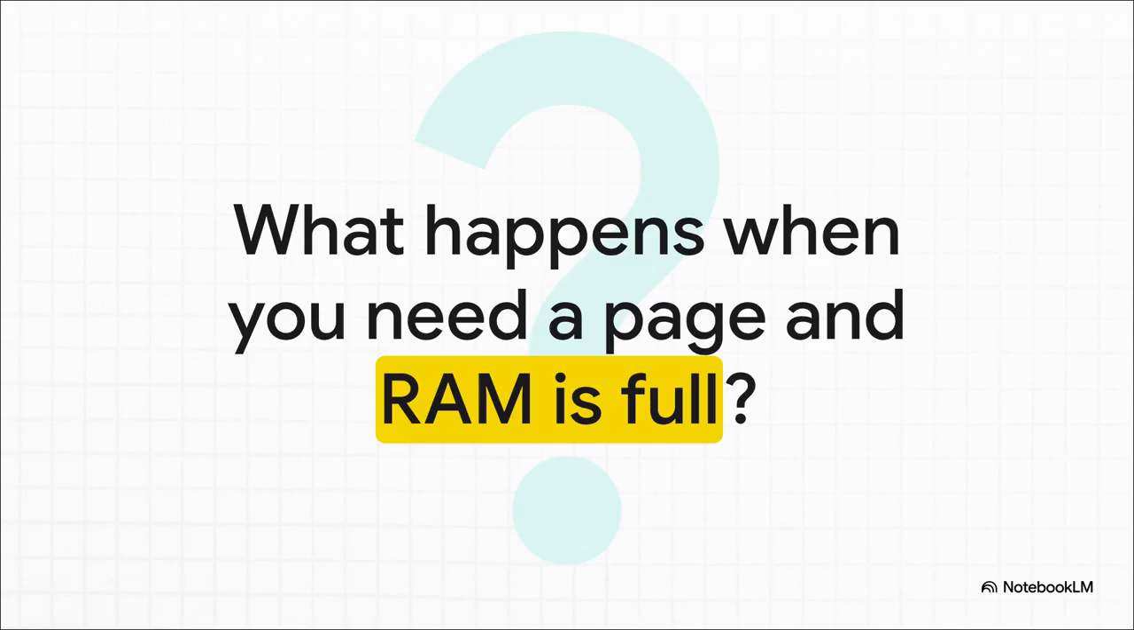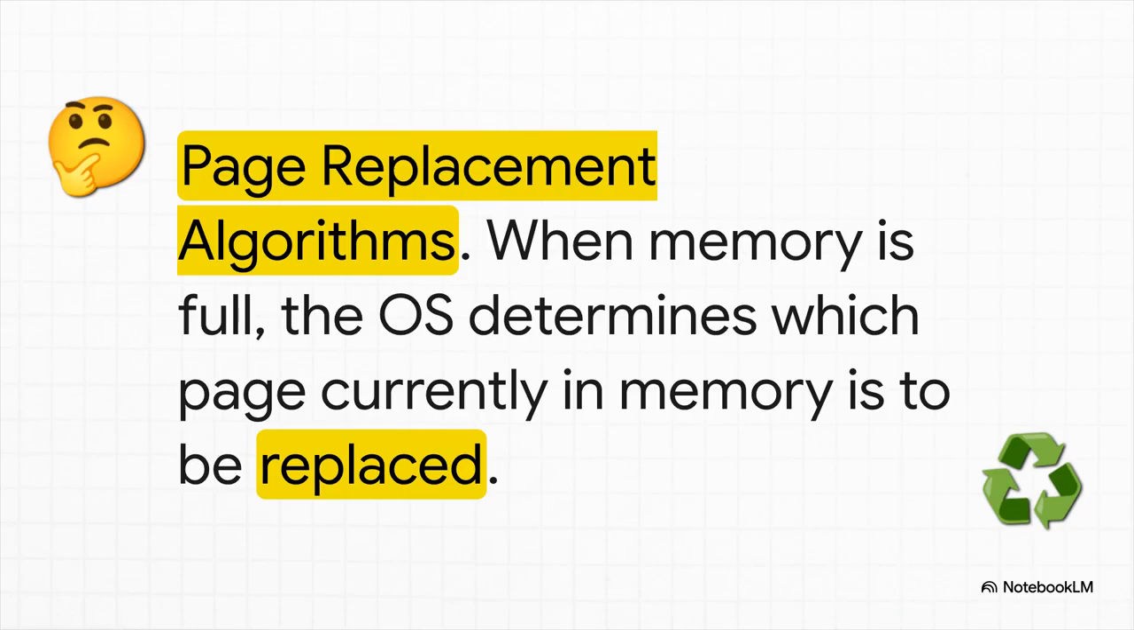So that leads to a really important problem. Let's say your program needs a page of data, but that page is currently sitting on the hard disk. And worse, your physical RAM, all of your frames, are already completely full with other pages. What on earth does the OS do now? It has to pick a victim. It has no choice. It has to choose a page that's currently in RAM and evict it, kick it out to the hard disk to make room for the new page it needs. And the algorithm it uses to make that choice has a huge impact on performance, because remember, going to the hard disk is incredibly slow.